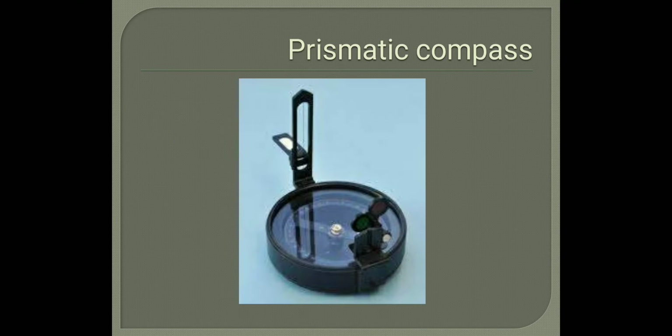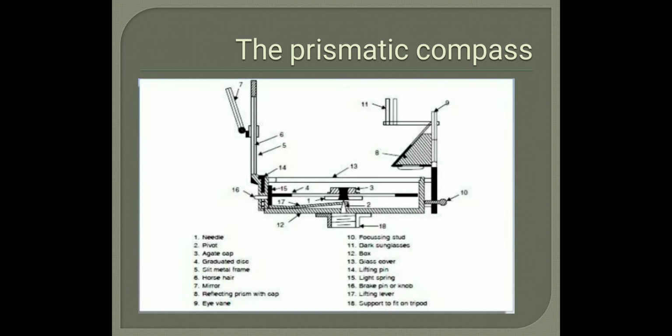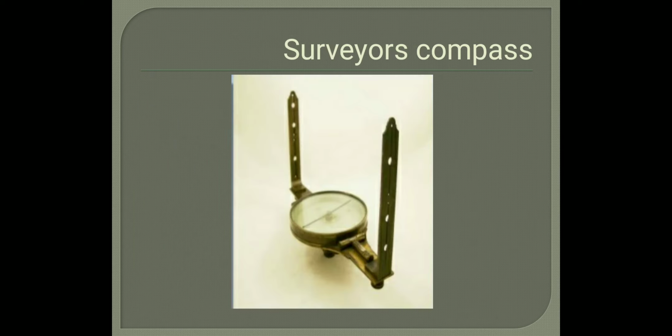Prismatic compass. A prismatic compass is a compass attached to a prism, where we have the eye vane and an object vane present. All the major recordings are done with reference to north. In the surveyor's compass, the recording is done majorly either from the north direction or from the south direction.